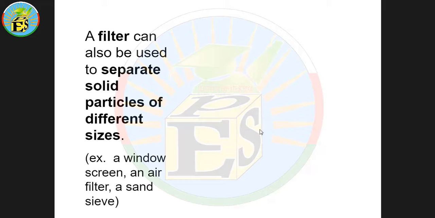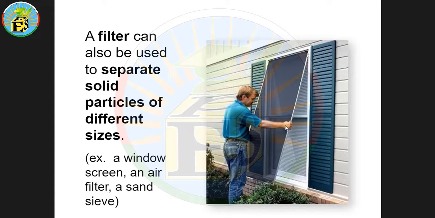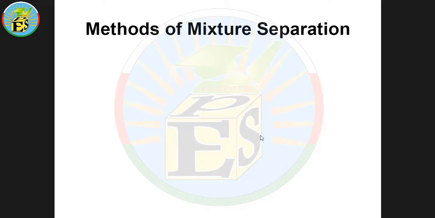Filtration can also be used to separate solid particles of different sizes. For example, we put a filter or window screen, an air filter, or a sand sieve. It will trap the sand from the air.